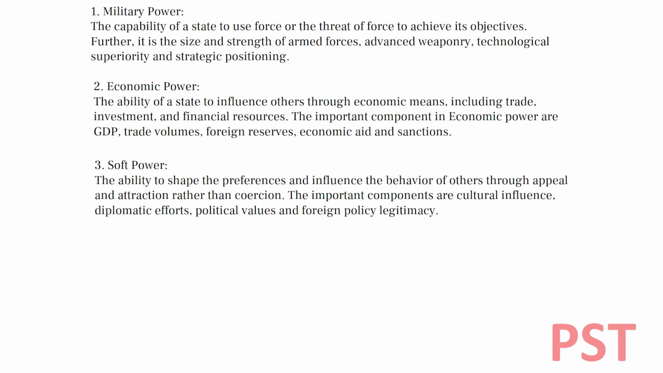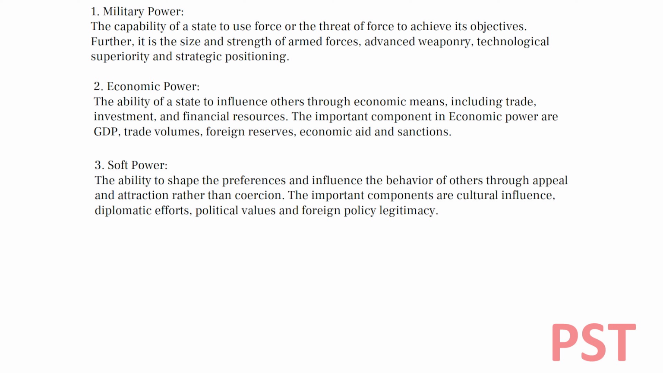So soft power is a different dimension of power. Soft power doesn't fall under the concept of hard power, where military power, or sometimes economic power, is used to influence the behavior of other states. Rather, soft power is the ability to influence the behavior of another country through other means, like appeal and attraction.